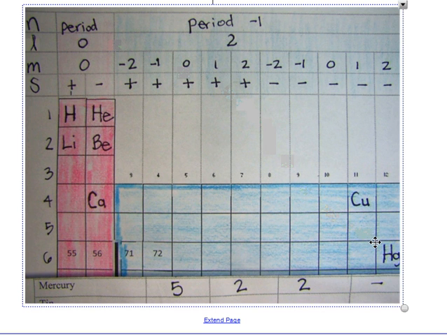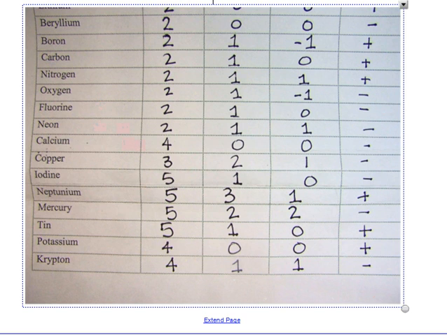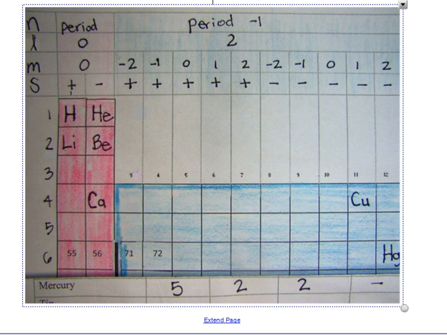Mercury is down here, so it's going to have period minus 1, so that's going to be 5. Then we follow up here, it has a D shape, so it's a 2, 2 minus for Mercury. And you can pause the video, work on the next ones yourself, and then you can check your answers. Thank you.